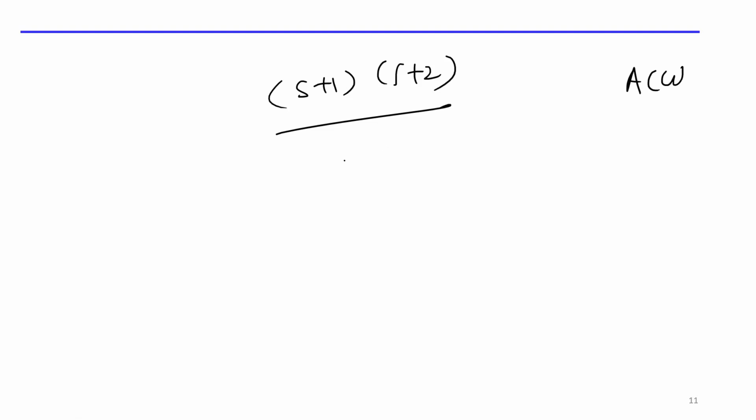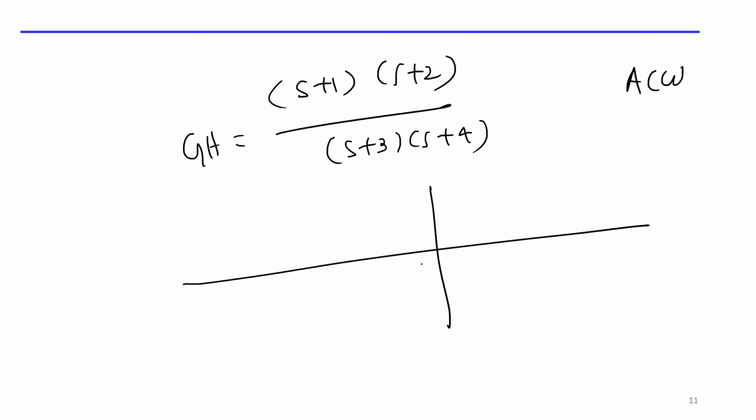But suppose a mixed combination is there: (s plus 1)(s plus 2) divided by (s plus 3)(s plus 4). This is the transfer function. Now tell me what is the starting direction. You have to first see which one is nearer to the origin, poles or zeros. Zeros are nearer to the origin because it is starting from minus 1. That's why it is anti-clockwise. Got my point?